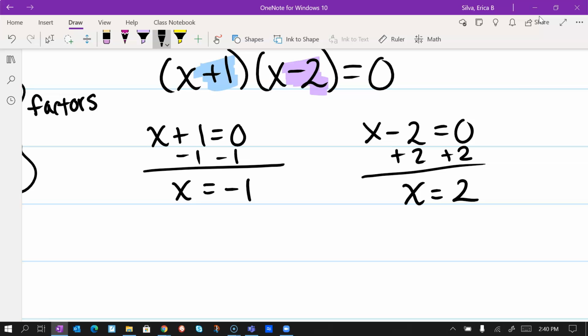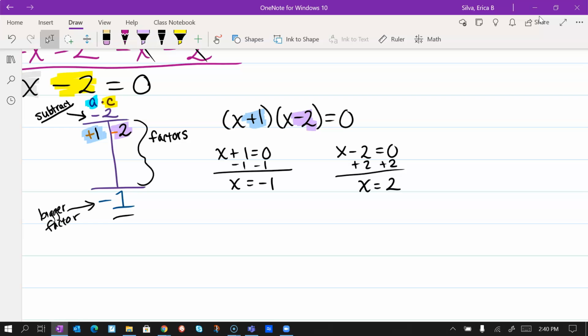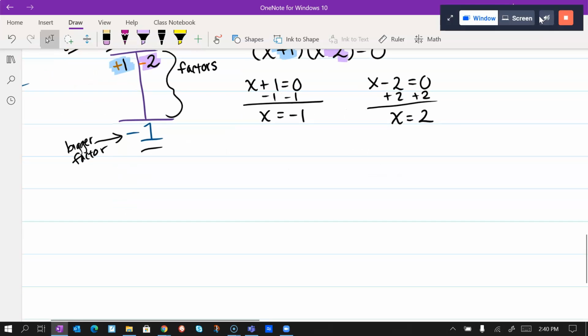Yes. The next part, easy part. Well, I mean, this part is easy too, right? Everybody agree? Yeah? All right, here we go.